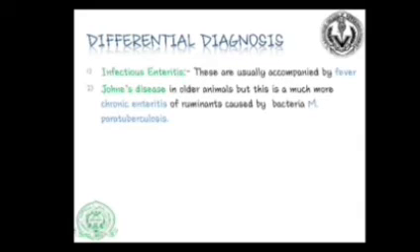intestine. Number 2. Johne's disease. Mostly in older animals, but this is a much more chronic disease. This disease is contagious. The appetite in this disease is maintained, whereas in amphistomiasis there is anorexia.